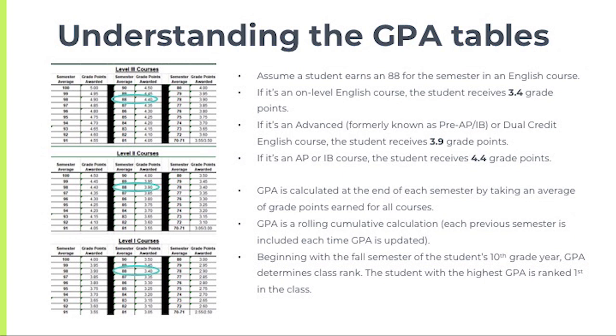And so at the end of each semester, once semester grades are finalized, Skyward rolls an algorithm that plots the semester average against the weights on the GPA table, and then it takes an average of those numbers. And it is a rolling cumulative calculation. That means every previous semester is included every time we update GPA.